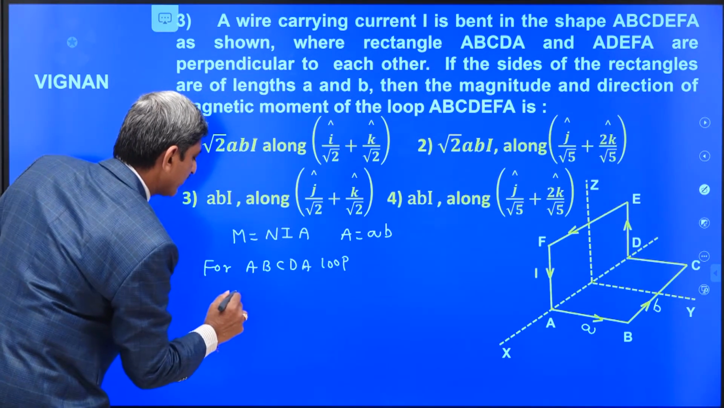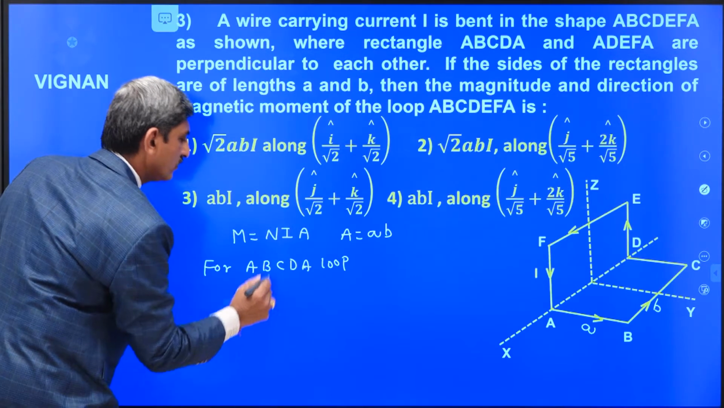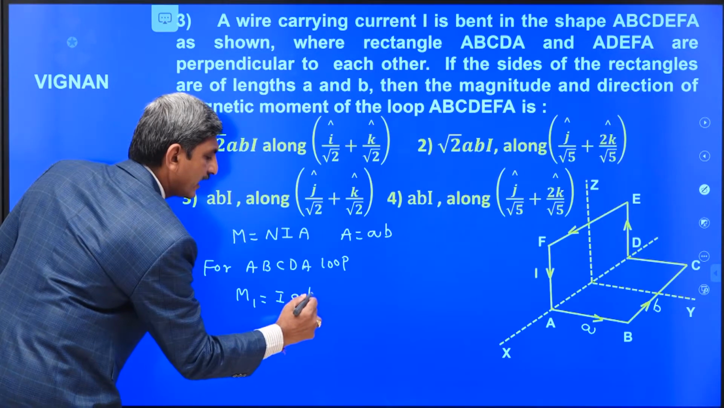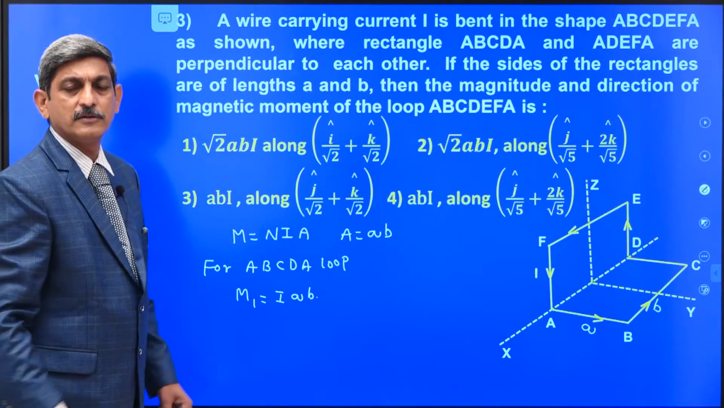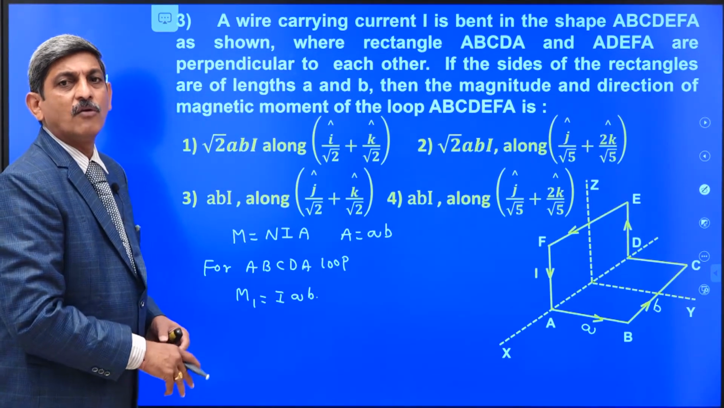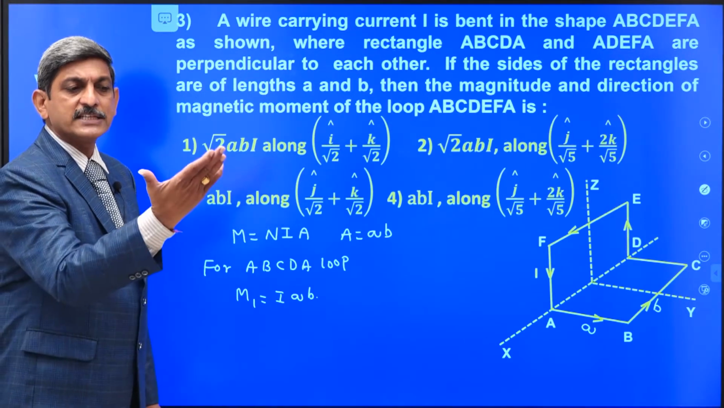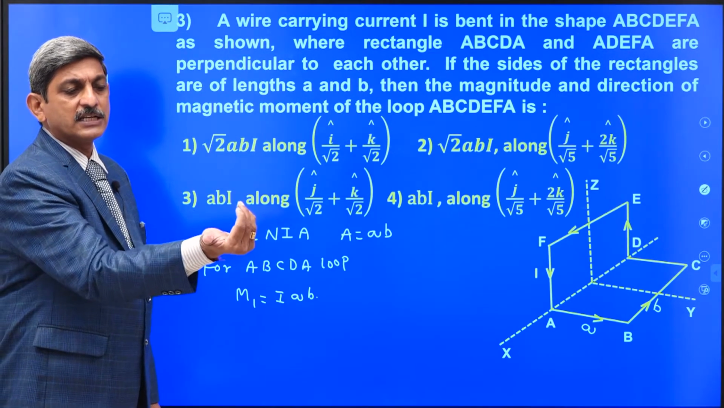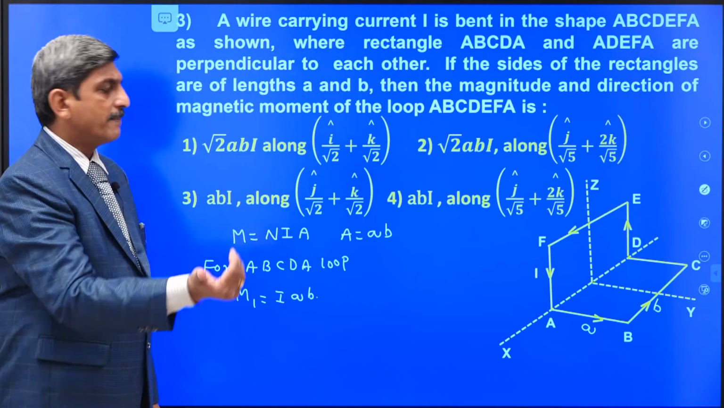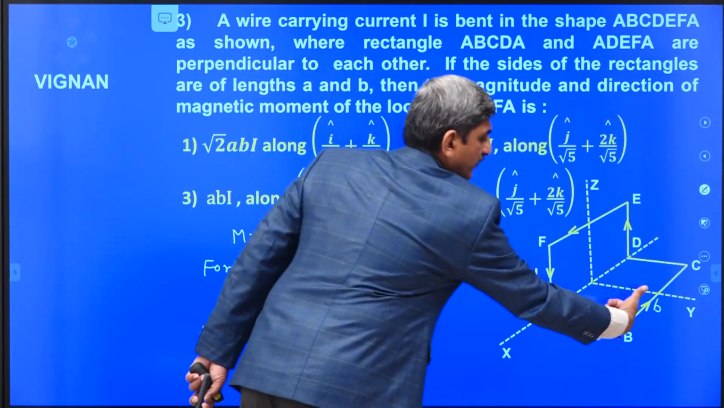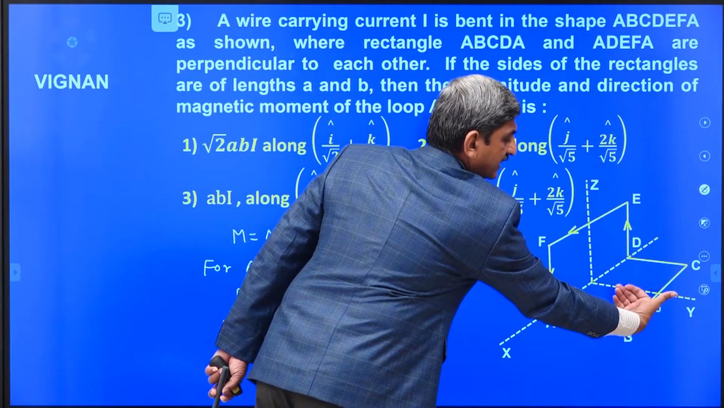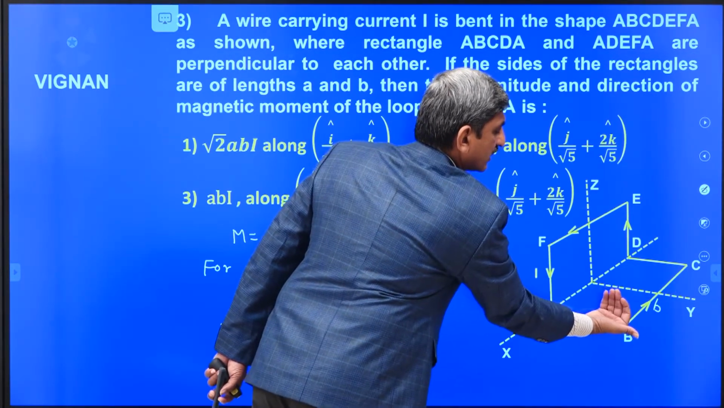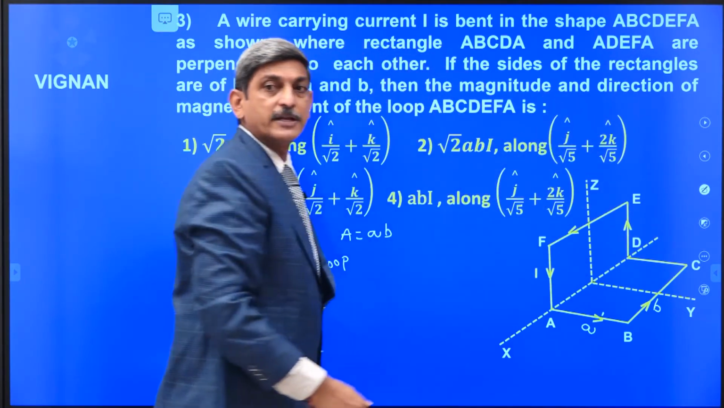For the ABCDA loop, the magnetic moment is given by M1 is equal to N I A, where N is equal to 1, and the area of the coil is equal to AB. This is the magnitude of the magnetic moment. What is the direction? Take your right hand, keep the thumb in the direction of the current, then the folding fingers give the direction of the magnetic field. The direction of the magnetic moment is perpendicular to the plane of the coil.